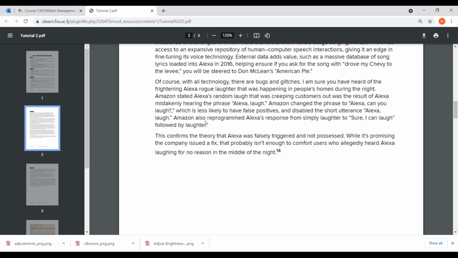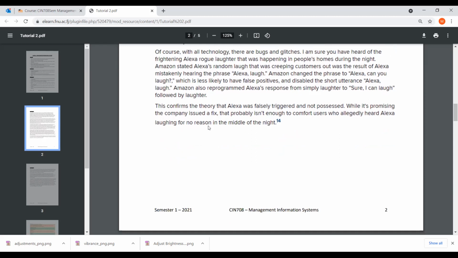What they did to fix it was rephrase some of the human-computer speech interaction. So Alexa would only laugh if a person would laugh. Let's say if I say something and laugh, then Alexa would laugh straight after what I do. This confirms the theory that Alexa was falsely triggered and not possessed.